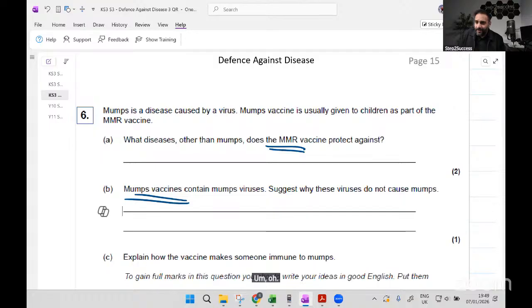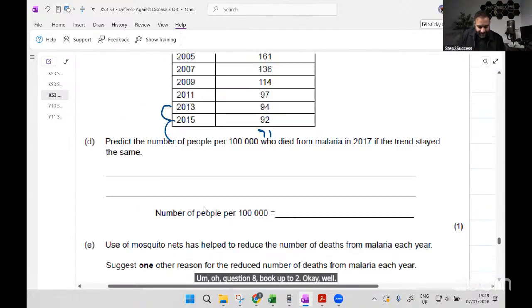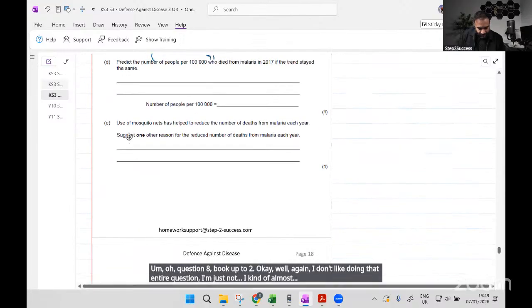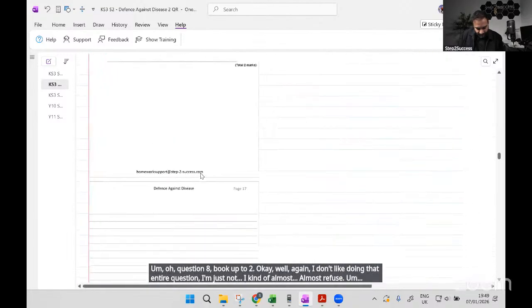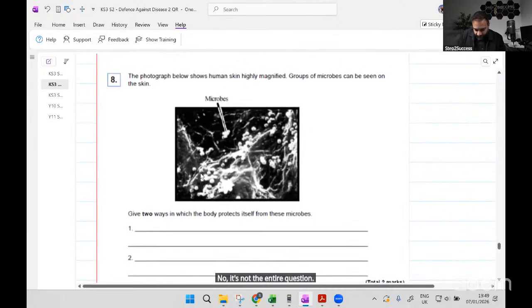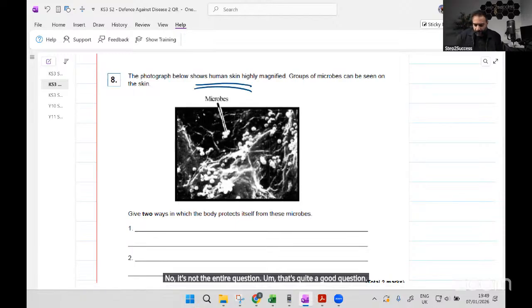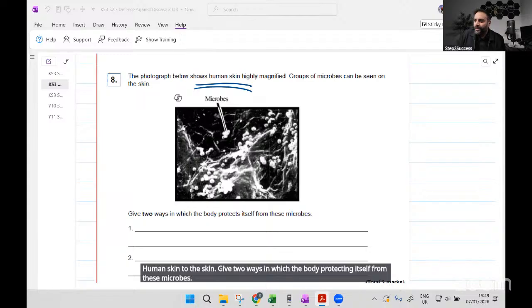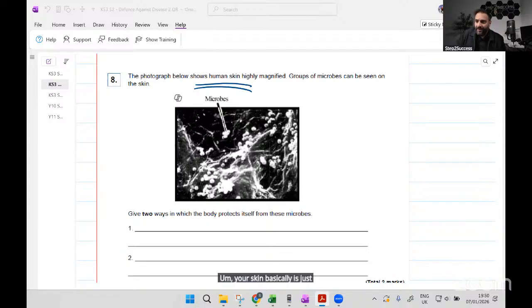Oh, question 8, booklet 2. Okay, well, again, I don't like doing that entire question. It's not an entire question, it's quite a good question. Human skin, germs like we see on the skin: give two ways in which the body protects itself from these microbes. Your skin basically is just in the way, firstly. So if you've got stuff on your skin, what's stopping it from entering?